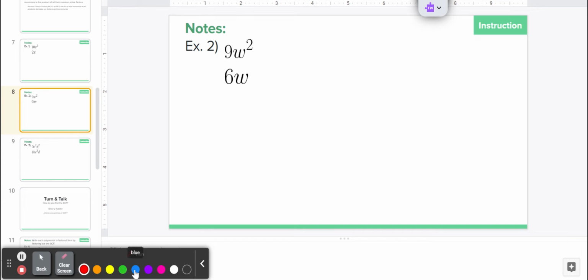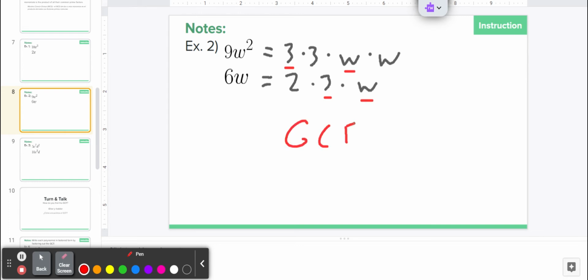Let's try that again on another problem. Here's example 2. Go ahead and pause the screen and try this on your own if you are feeling ready. Otherwise, follow along with me. The first term is 9w squared. And we're going to expand that out. 9 can be factored into 3 times 3. And we get w times w. And 6 we can break down into 2 times 3 times w. Then we find those pairs that show up in each. So we have a 3 that shows up in each. We have a w that shows up in each. So our greatest common factor here is 3w.